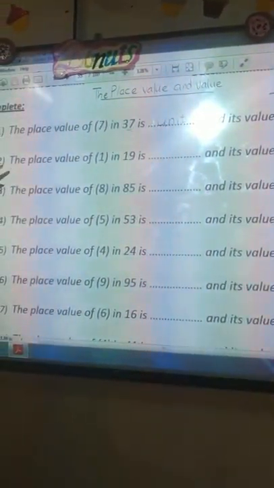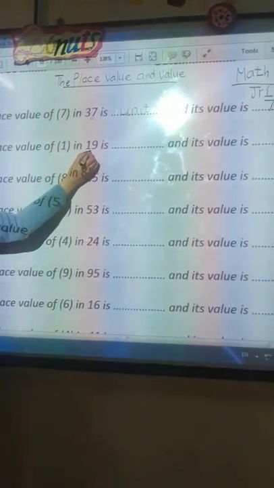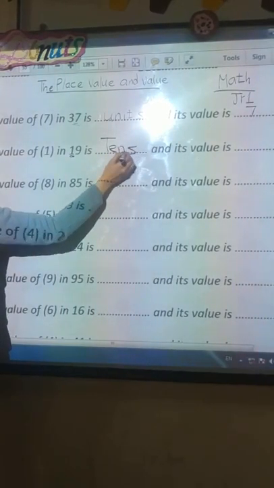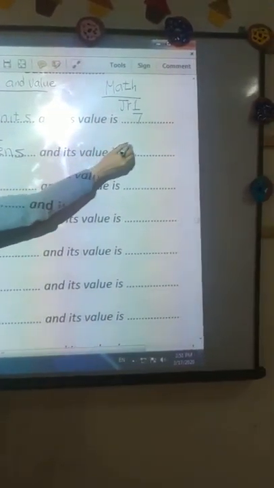The place value of 1 in 19 is, that's right, 10. And its value is 10. Good job.